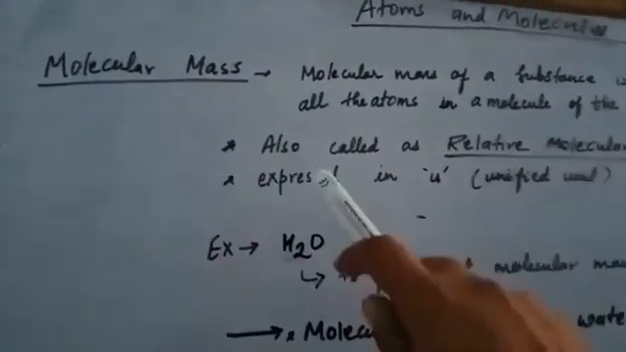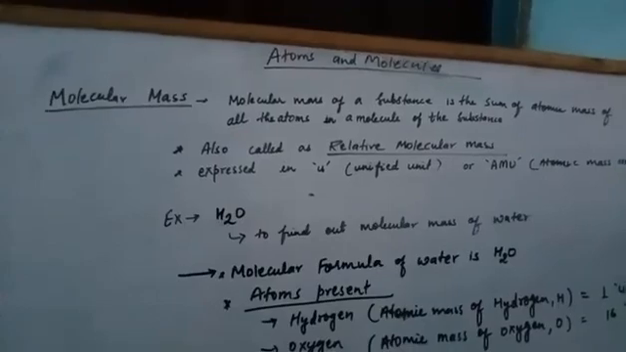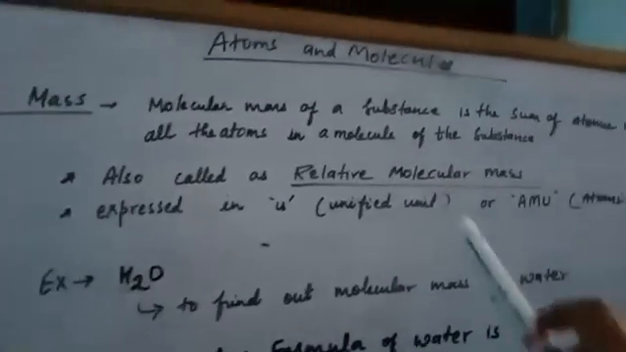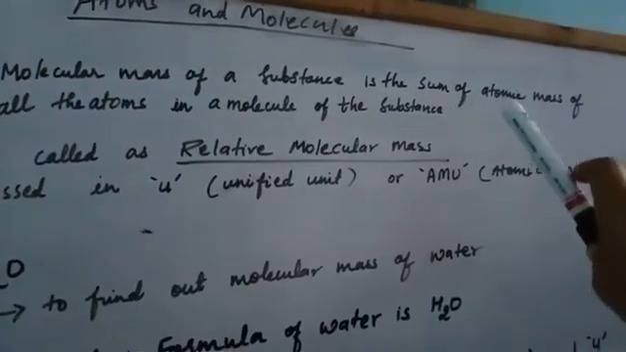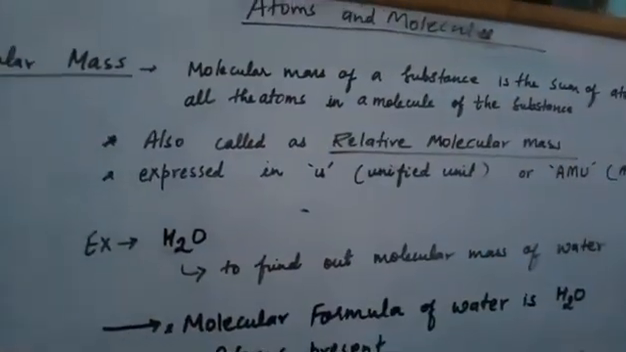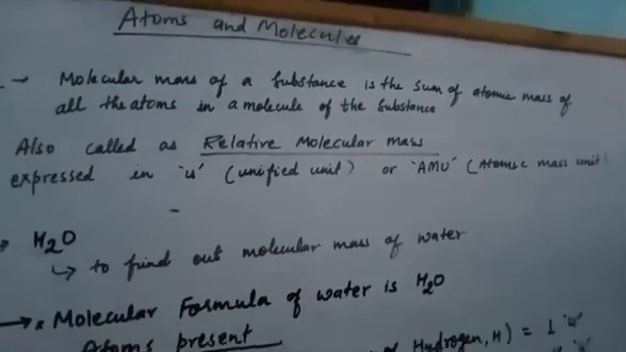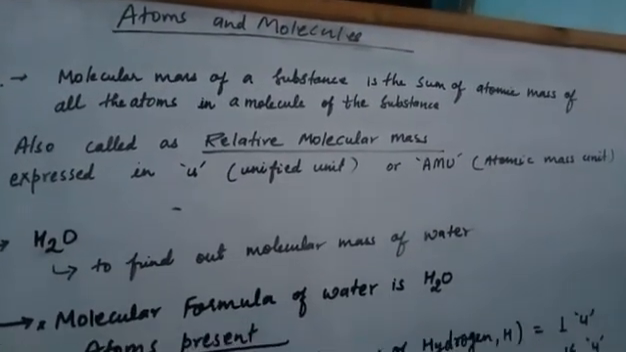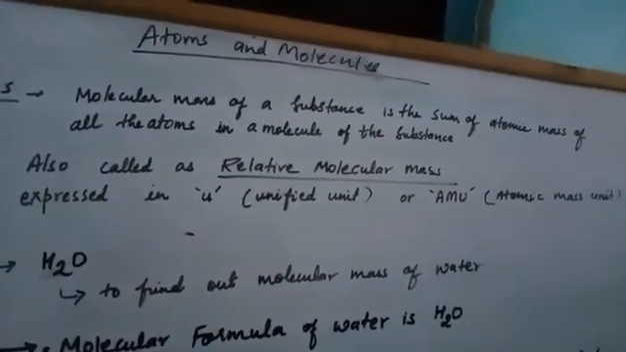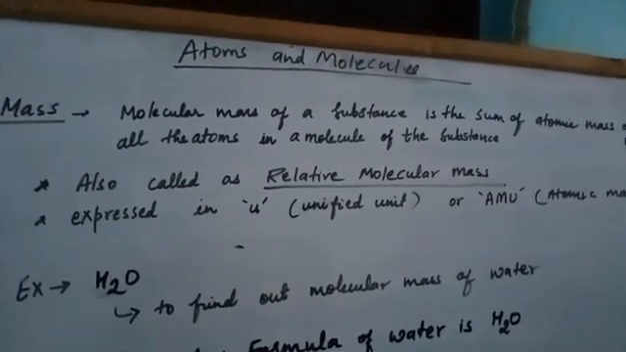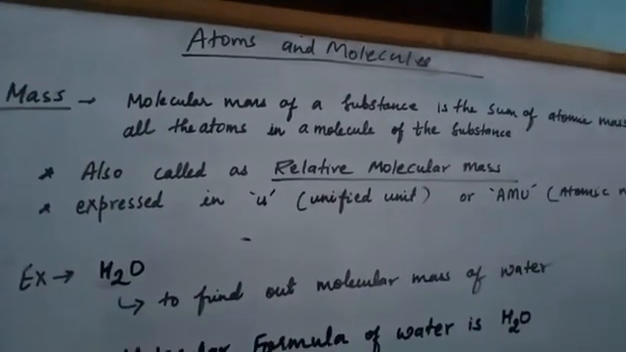Okay, so molecular mass is also called relative molecular mass. Why is it called relative molecular mass? Because as per definition, to find out the molecular mass, we have to sum up all the atomic masses of all the atoms, and you know that the atomic masses are not exact, but they are also called the relative atomic masses. Whatever values we have, that is not exact, but what? The relative atomic masses.